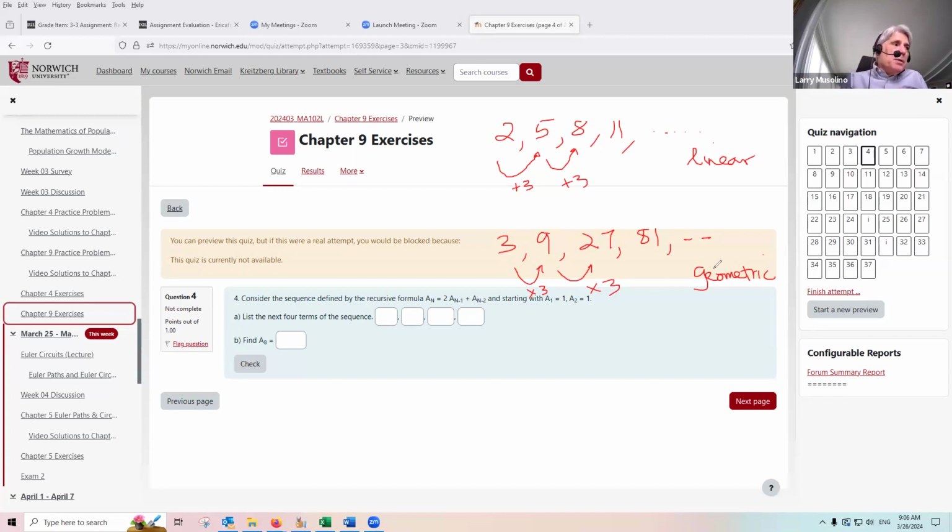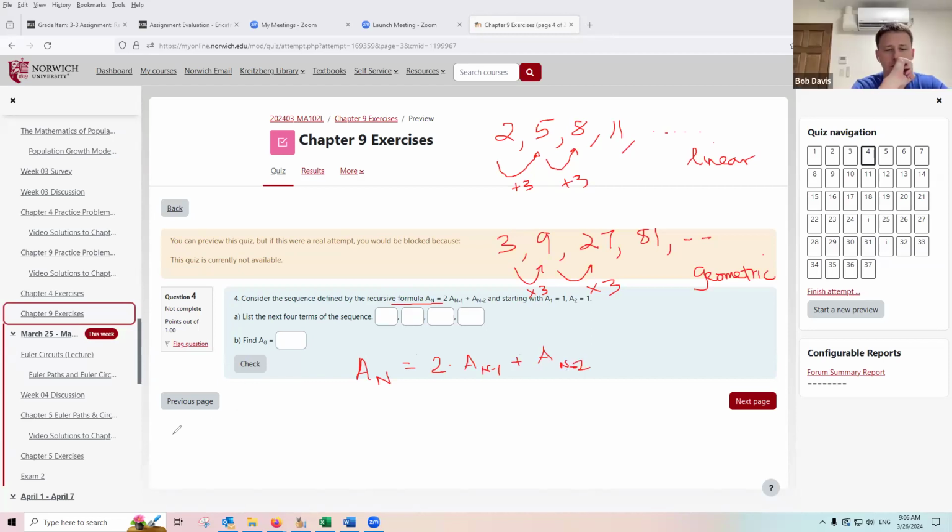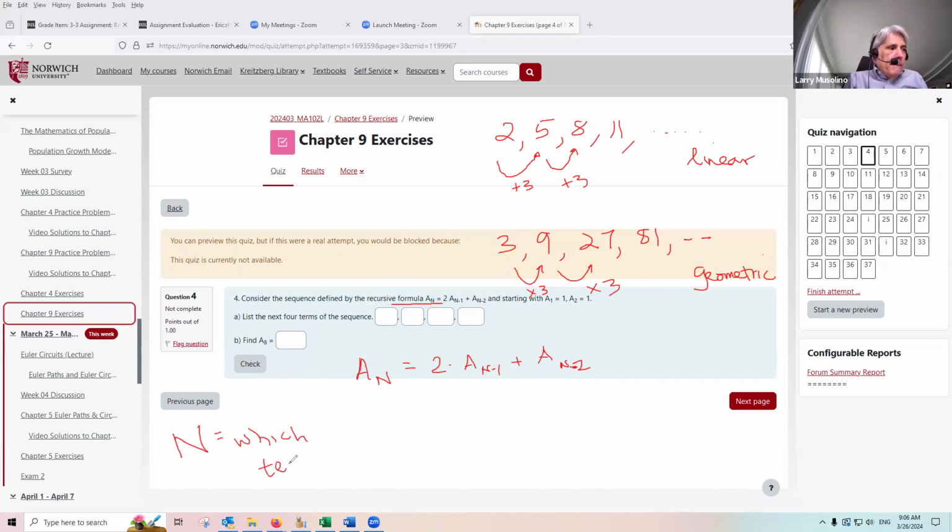Okay, so let me come to this one. It says, consider the sequence defined by this recursive formula. It says a sub n equals 2 times a sub n minus 1 plus a sub n minus 2. Now, these subscripts, when you see a capital N, is which term you're referring to. Let me give you an example. In this sequence here, I might call the 2 n equal 1 because that's the first term. 5 would be n equal 2 because that's the second term. So this n is kind of counting what position you're sitting in the sequence.